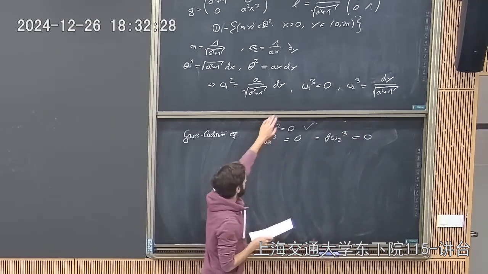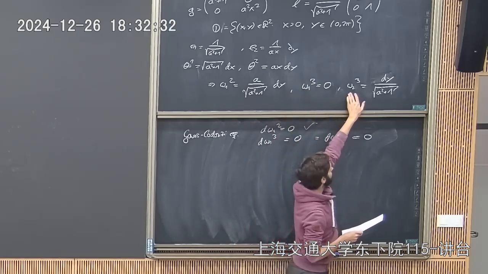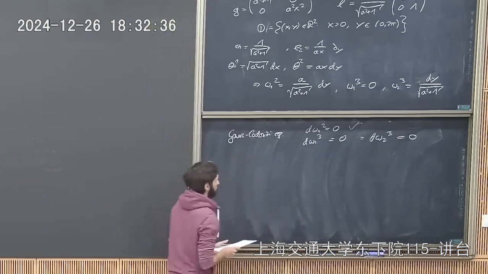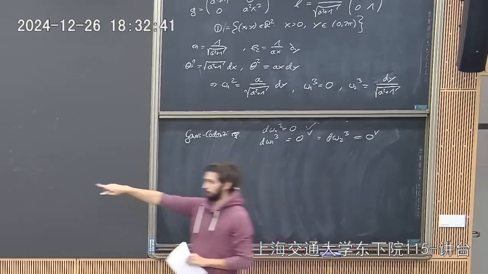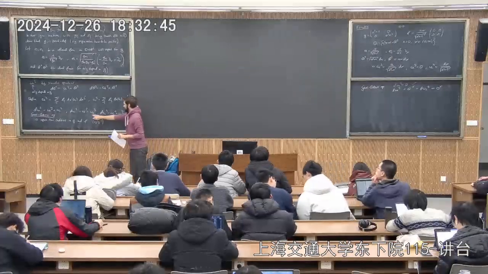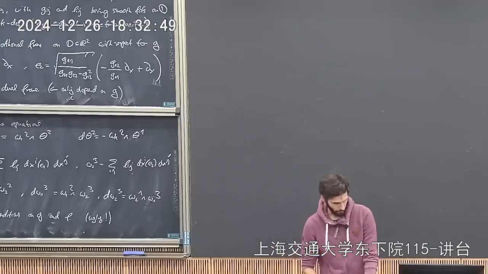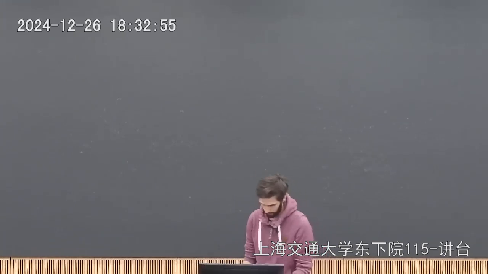This one is clear because omega 1,3 is itself, and omega 2,3 is also, if you take d, just a constant, so you get 0. And then you verify that if you take these wedge products on this side, you also get 0. So in this case, everything works out really well, and these Gauss-Codazzi equations are satisfied.